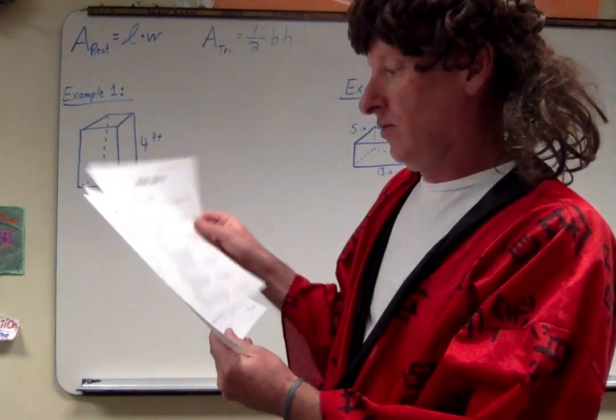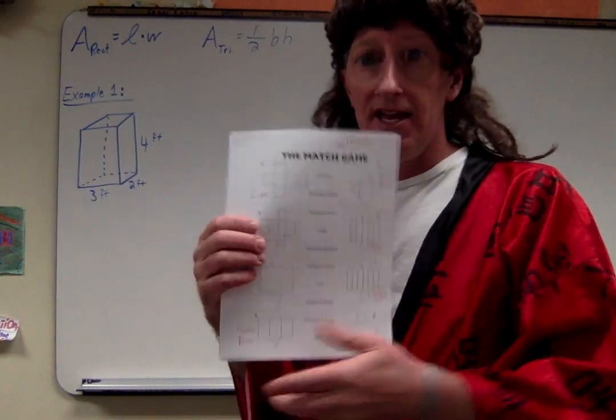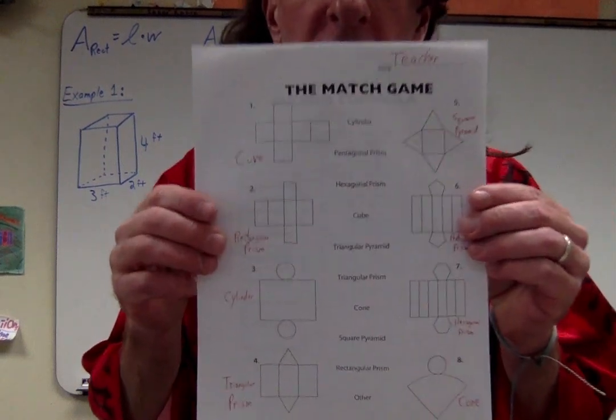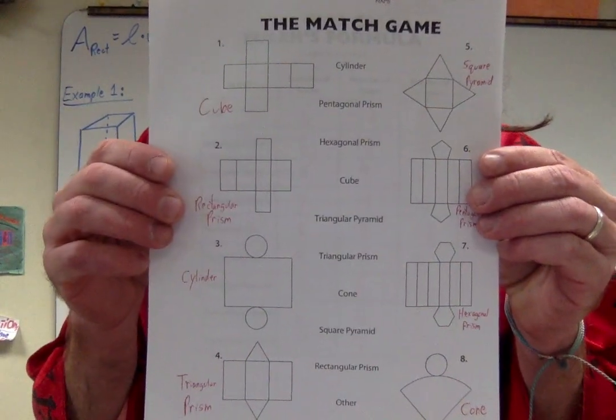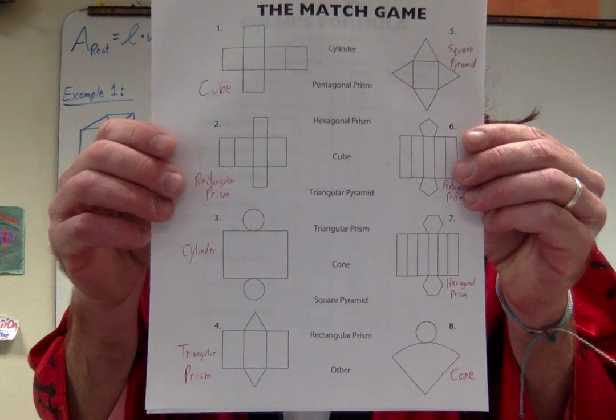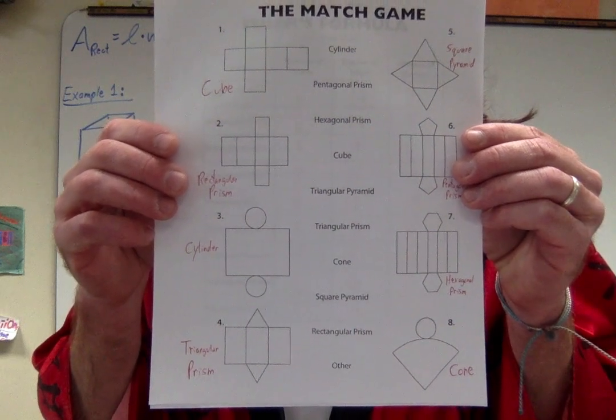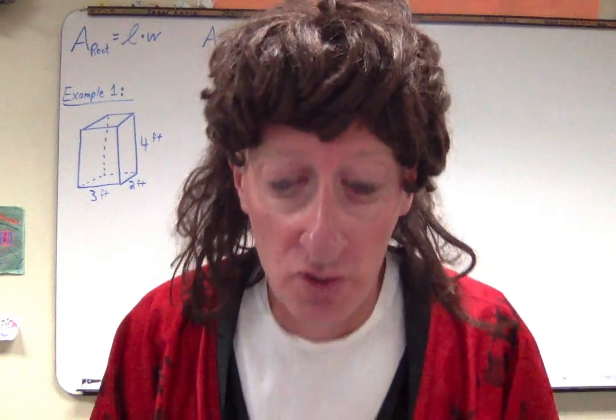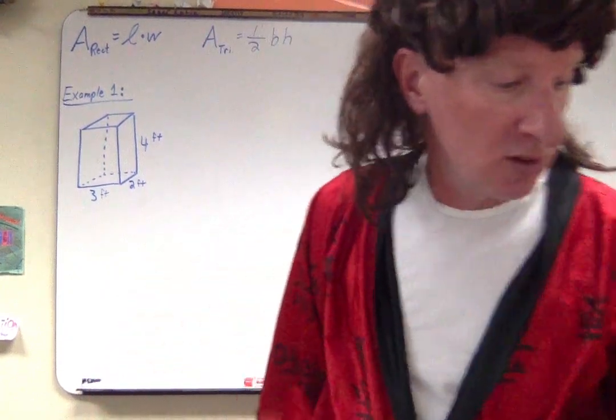And finally, we also have to take a look at what we call nets, everybody. These are what we call nets. When we take a three-dimensional figure and we unfold it so it lies flat, it's called a net. And we're going to talk about some of those today as well. Are you ready? Okay, everybody. That was last night's homework.